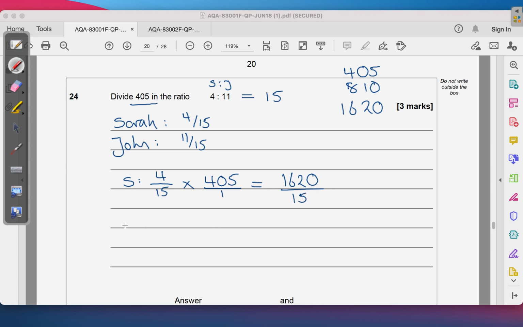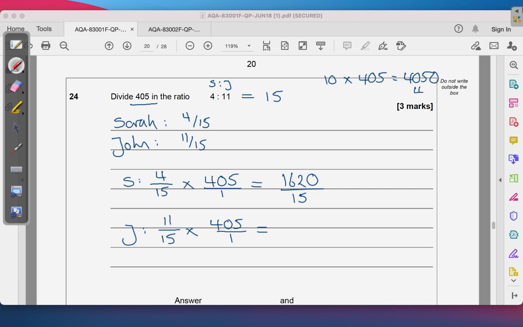And then John is going to be 11/15 times 405 over 1. Now this time what I'm going to do is I'm going to do 10 times 405, which is equal to 4050.